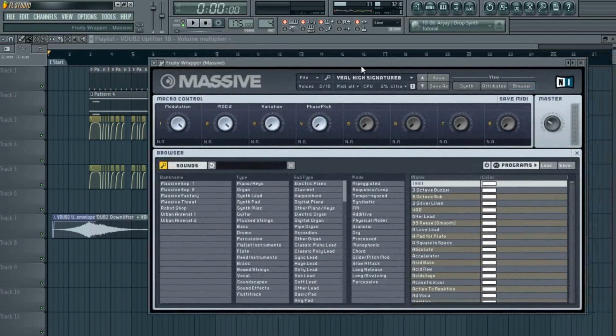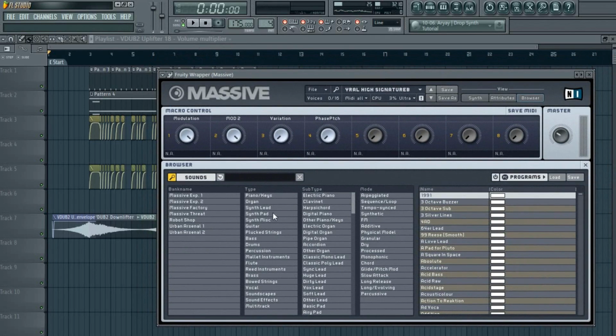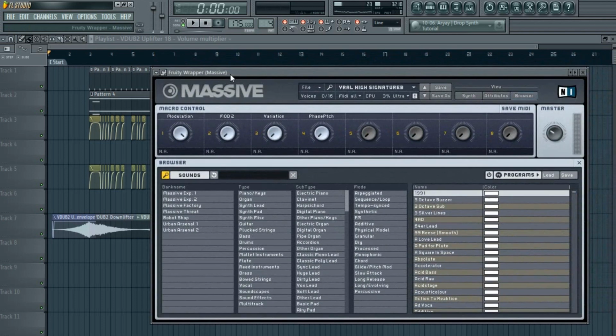So that was the first variation. Now let's listen to the second variation of the same sound. Playing it in 3, 2, 1, go.